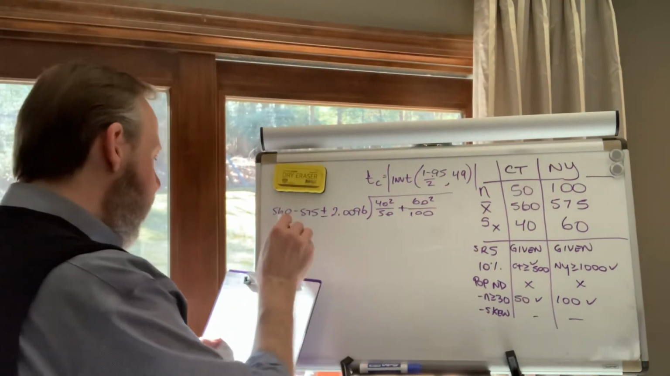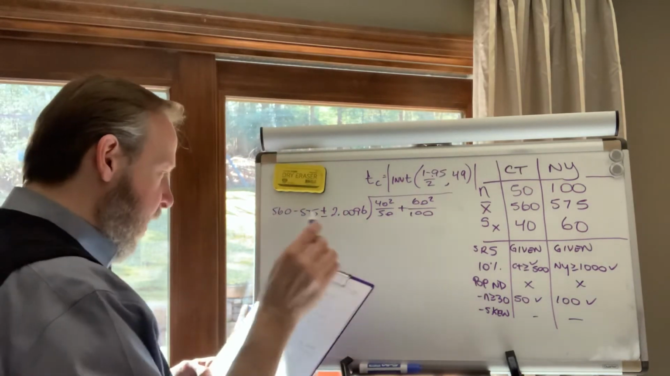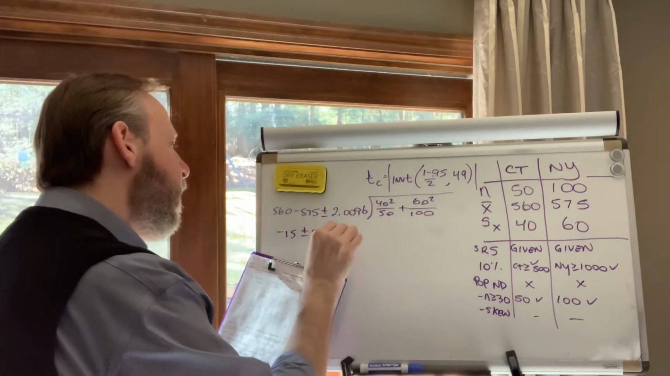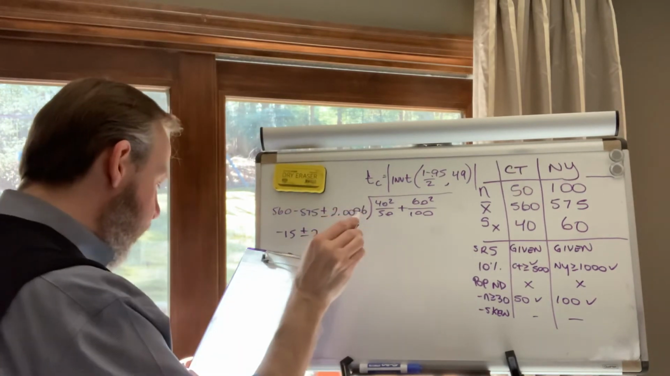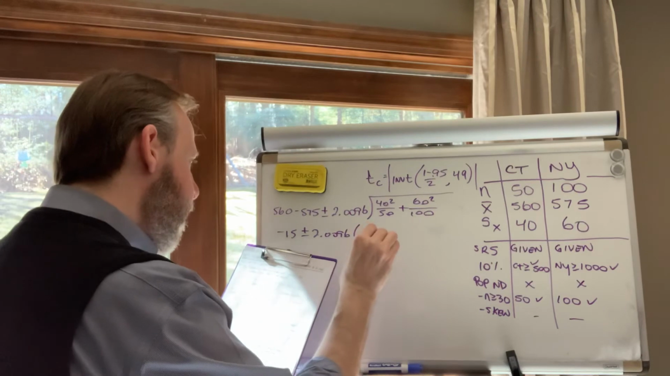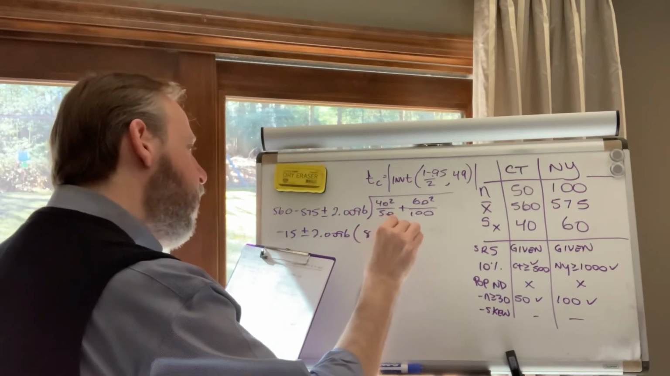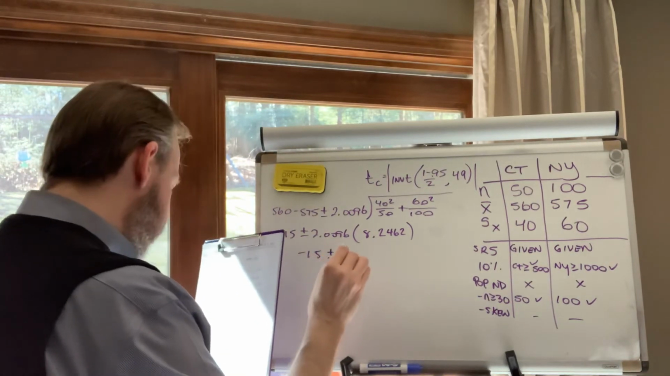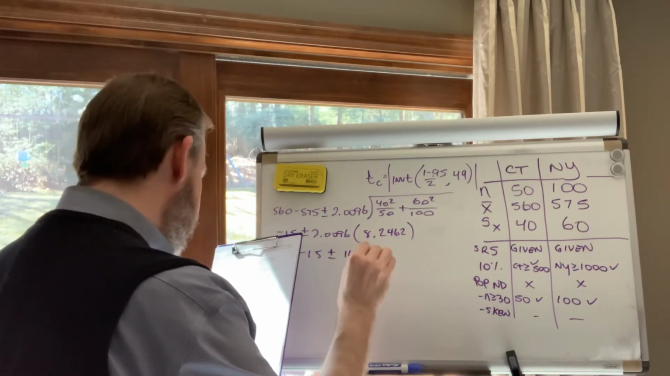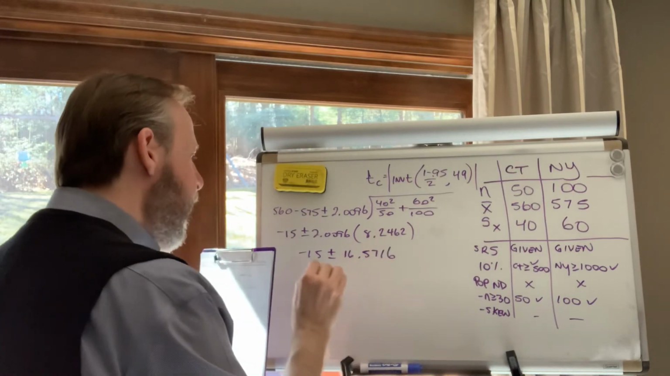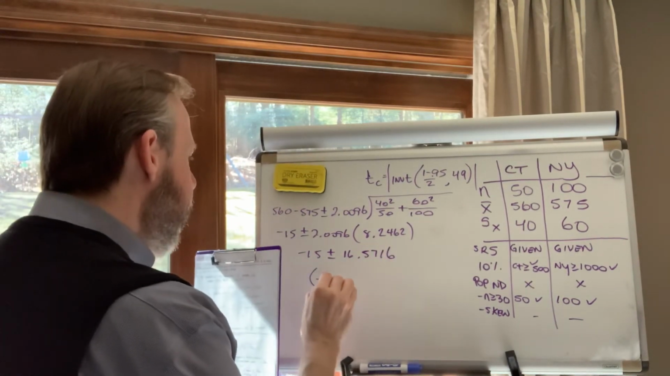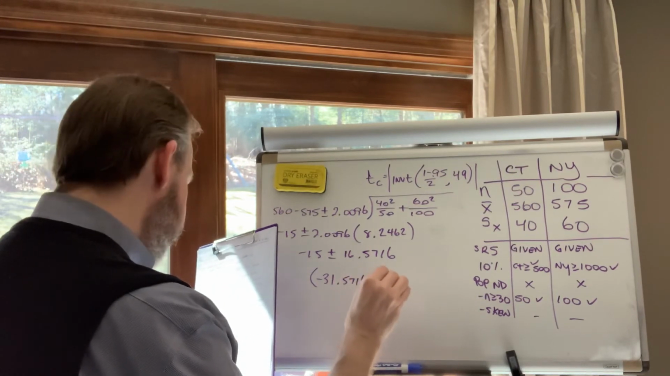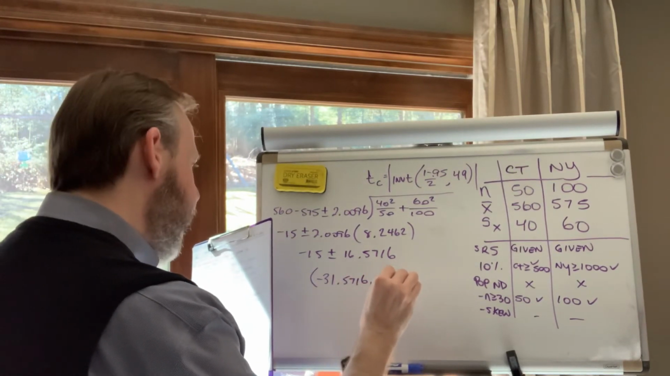Now, right here we have 560 minus 575, that's negative 15, plus or minus 2.0096. The standard error, if you calculate it in the calculator, is 8.2462. Well, that means that it's negative 15 plus or minus 16.5716. That gives me a confidence interval that is negative 31.5716 to positive 1.5716.